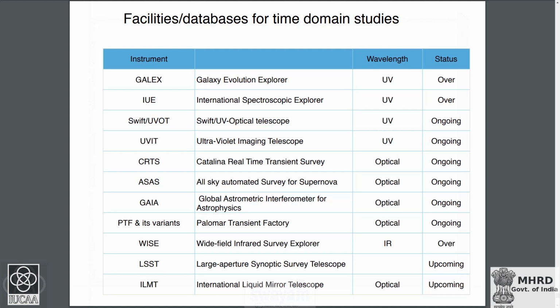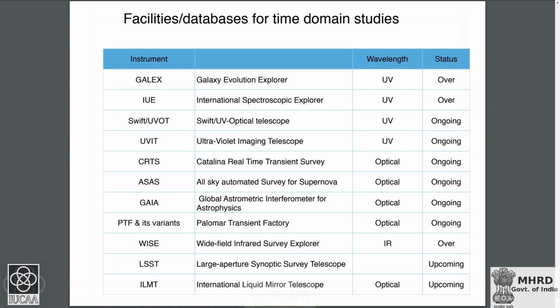We also have the Catalina Real Time Transient Survey. This is a survey of the sky in V band. Lots of data is available to do timing observations. We also have the All Sky Automated Survey for Supernovae. This also provides ample opportunity to find new transient sources. The Gaia mission is already up, providing lots of data. The WISE mission, Wide Field Infrared Survey Explorer, has provided a database in 4 infrared bands. This is also an ideal site to find transients.